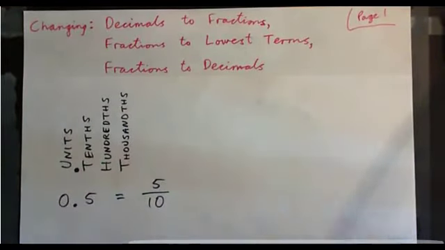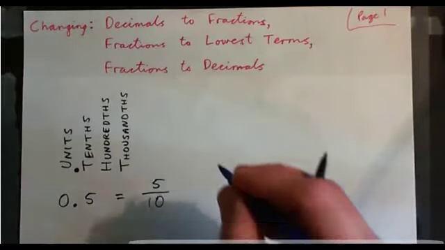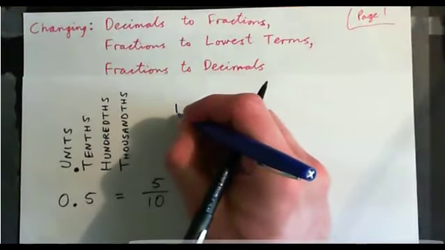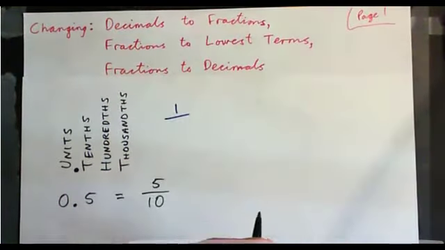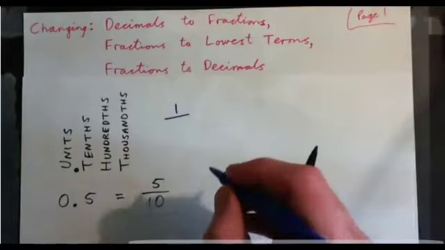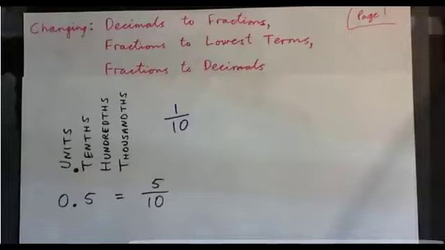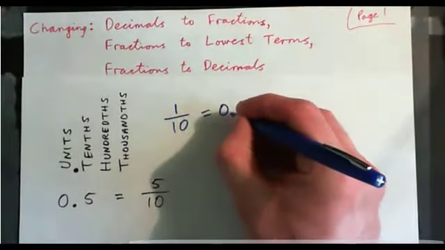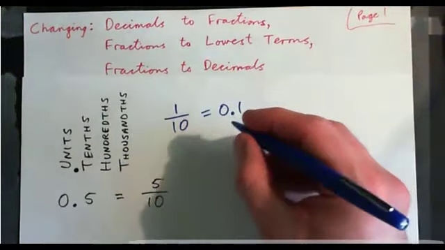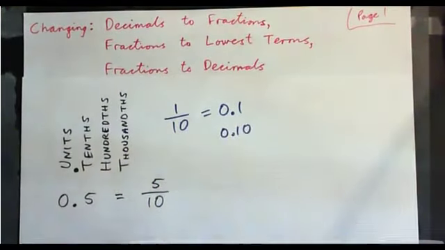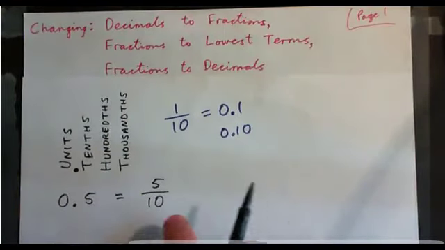Now if you just think about money, 0.5 is 50 cents, right? And you might be aware that 50 cents is 5 dimes. A dime is 1/10 of a dollar, because there are 10 dimes in a dollar, right? So 1 over 10, and that's the same as 0.1 or 0.10, same thing. 1 dime. So 0.5 is 50 cents. That's the same thing as 5 dimes or 5 tenths, and we can put that in lowest terms.